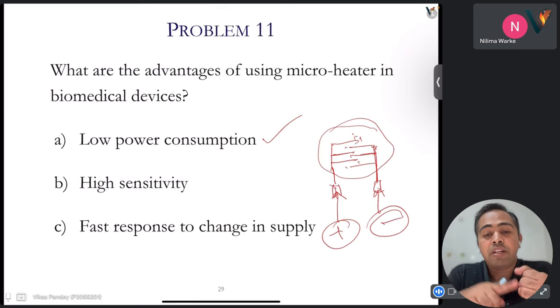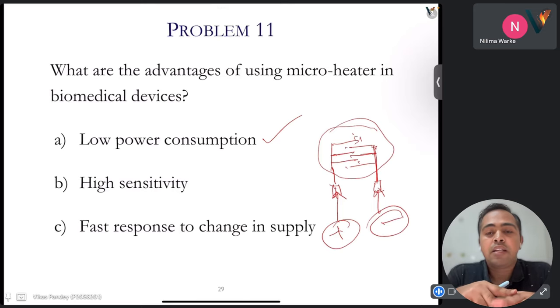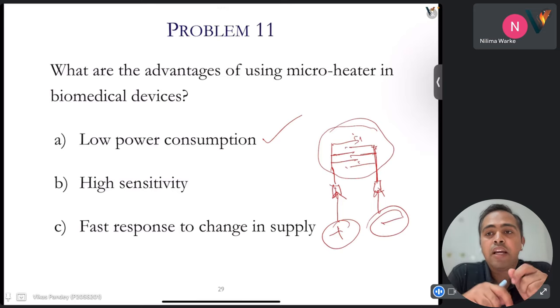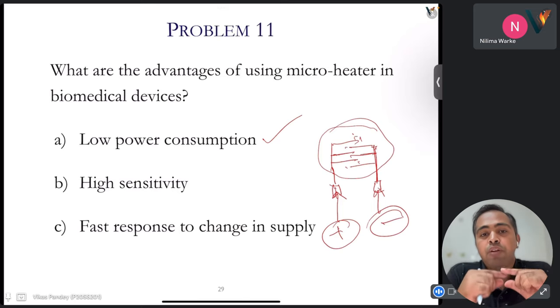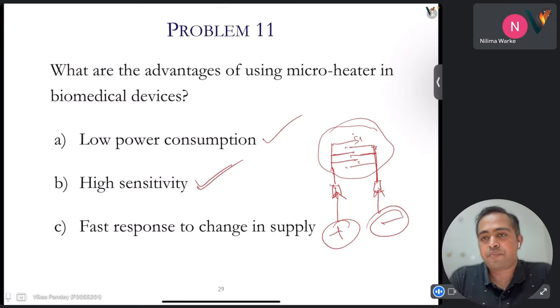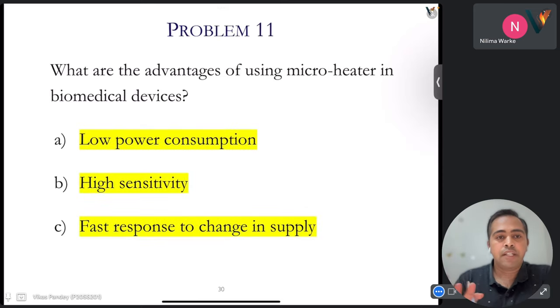The second is high sensitivity. Why high sensitivity? If you are doing an experiment at room temperature, the ions or other materials playing a role in the sensing might be in a very stable state. When we have heated it, they are in an active state. So our sensing is very easy and it gives very good results compared to room temperature sensing. So this also is an advantage. And the third, faster response. Since they are in an active state, they will very easily respond to changes. So in fact, all three are correct. Okay. Any doubts still here?